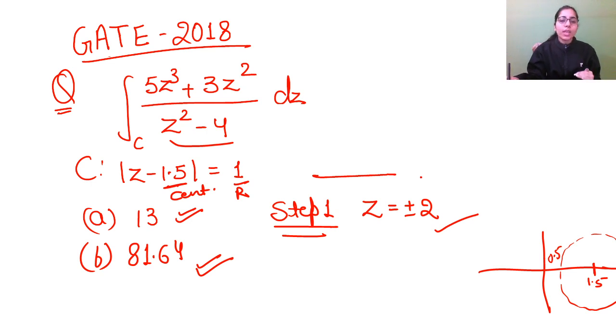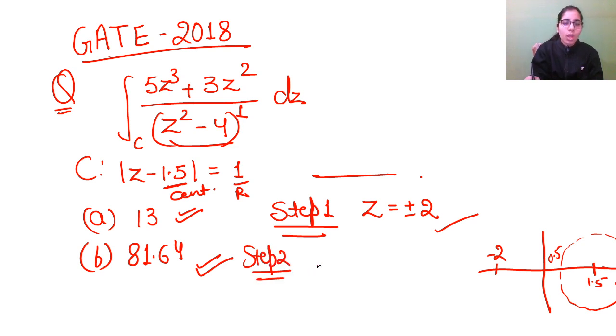Clear? Now the next thing is, which pole will exist within this contour? That will be just plus 2, because minus 2 will be somewhere here. So only the plus 2 will exist here. Clear? After this, the next step is that we need to find the residue at the pole which is existing within the contour. So guys, this is a pole which we have got from here, that is of order 1. So the second step is to find the residue at the pole which is existing within the contour.